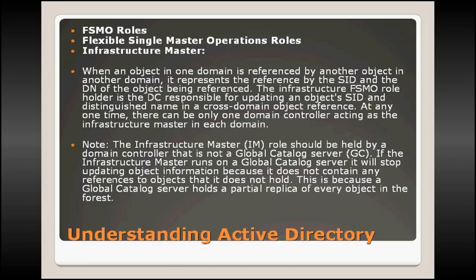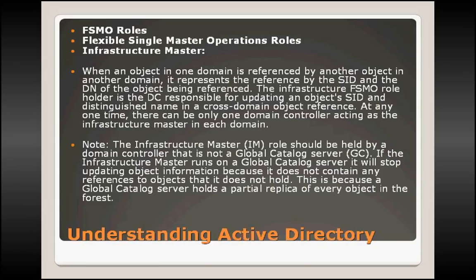So if an infrastructure master role is running on a global catalog server, it will stop updating, because it doesn't know what things it doesn't hold. It contains partial information of every object that you have in the forest. So it really doesn't know what is not there in that domain and what is not there in the other domain. Basically, it holds a copy of everything, so it feels like everything is there with me. So it is not going to update it, right?